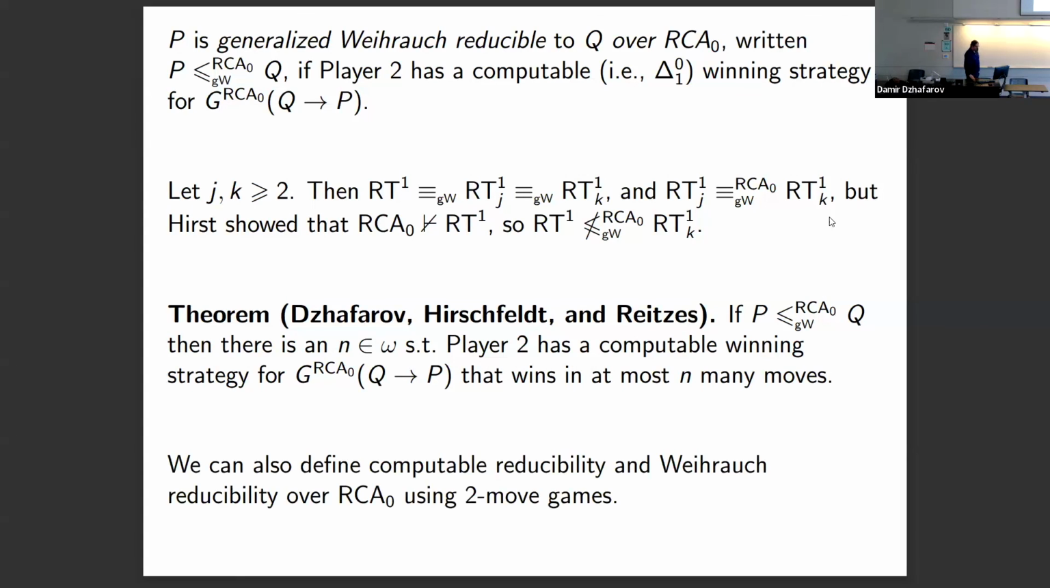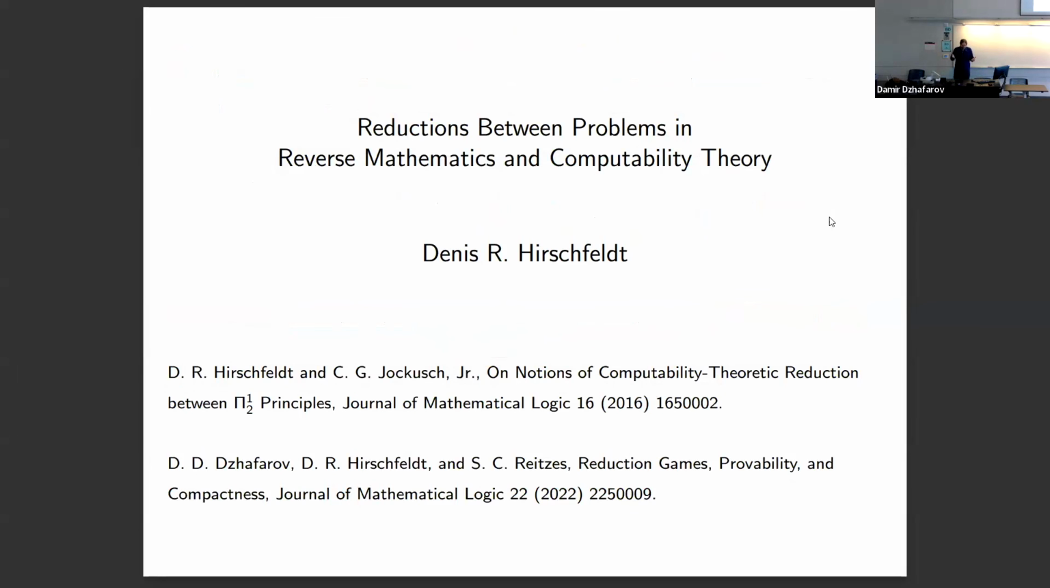And the other thing that we can do is by restricting ourselves to one move games, then we can also define a notion of computable reducibility or Weihrauch reducibility over RCA naught using these games. So all these, and there are many other notions of reducibility that have been defined, we can now define over RCA naught and see what information that gives us. So I hope I gave some idea of what these reductions are and some examples, but of course, the game is to use those to explore all kinds of different things, which has happened in a lot of papers.